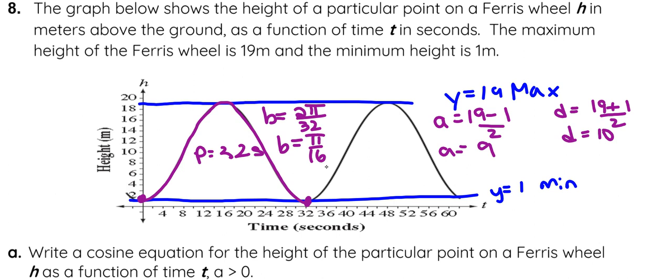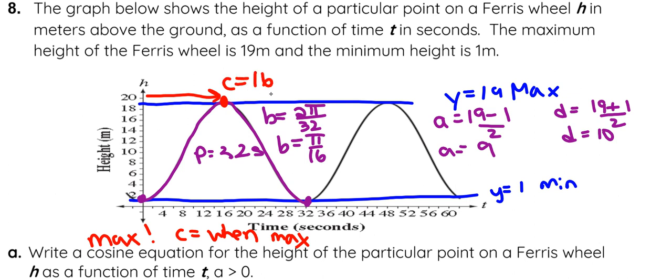Now, all I have to do, I've got my A, B, and D, is figure out my C value. And this is a cosine graph. So cosine starts at a maximum. So your C value is equal to not what the maximum is, but when the maximum is. And I can see when the maximum is right here. I can see that it's been moved over 16 units. So C is 16.